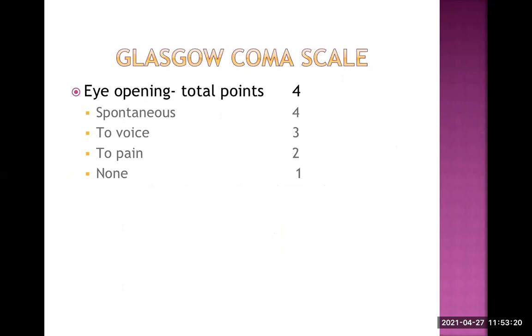Now, the Glasgow Coma Scale has 3 important parameters. First is eye opening, second is verbal response, and third is motor response. Eye opening has 4 points. Spontaneous eye opening, 4. Eye opening to voice, 3. Eye opening to pain, 2. And no eye opening even by painful stimuli or whatever you do is 1. So the lowest score is 1 and the highest score is 4 in the case of eye opening.